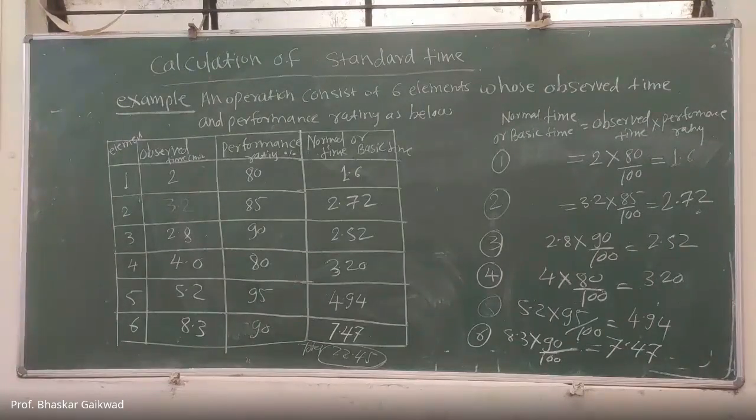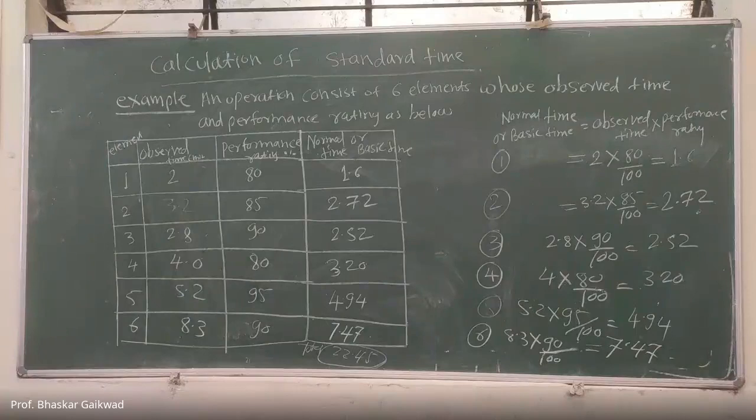That is actually noted by our stopwatch. Performance rating in percentage is given with the respective observed times. After this, we have calculated normal times or basic times. So on the right hand side, normal or basic time is equal to observed time into performance rating in percentage.